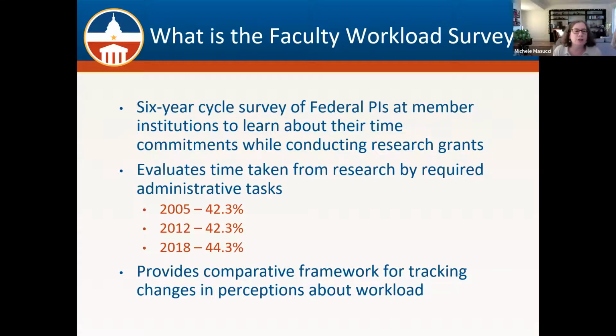So in the 2005 survey, faculty reported a research administration burden of 42.3%, meaning 42.3% of their time was spent on activities to administrate their awards rather than on the research itself. In 2012, it was the same number. And in the last iteration of the survey, it actually increased to 44.3%.